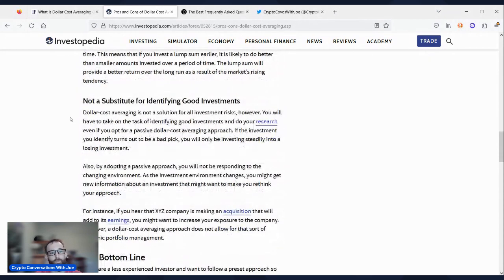Not a substitute for identifying good investments. Dollar cost averaging is not a solution for all investment risks. However, you will have to take on the task of identifying a good investment and do your research, even if you opt for a passive dollar cost averaging approach. If the investment you identify turns out to be a bad pick, you will only be investing steadily into a losing investment.